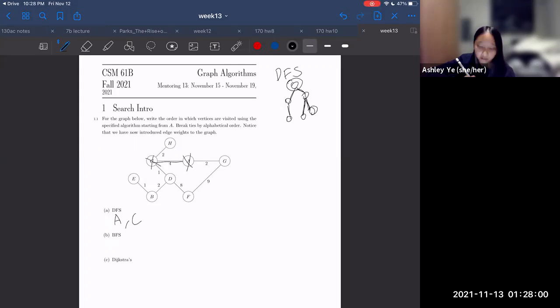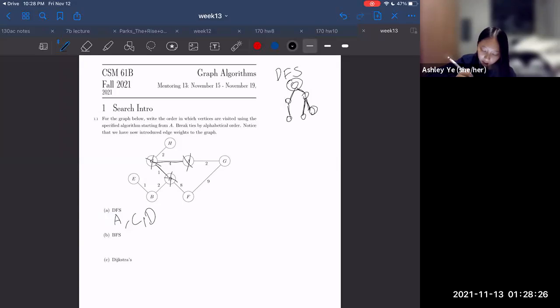After we visit C, we want to visit one of C's neighbors. C's neighbors are D and H, and they're now tied for being visited. Notice we're not visiting G because G is a neighbor of A, and we're on C right now. In this context, we're breaking ties by alphabetical order, so we go to D.